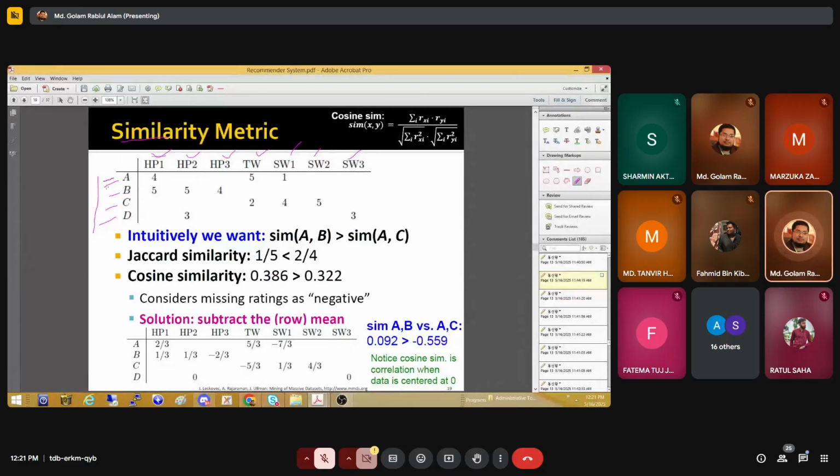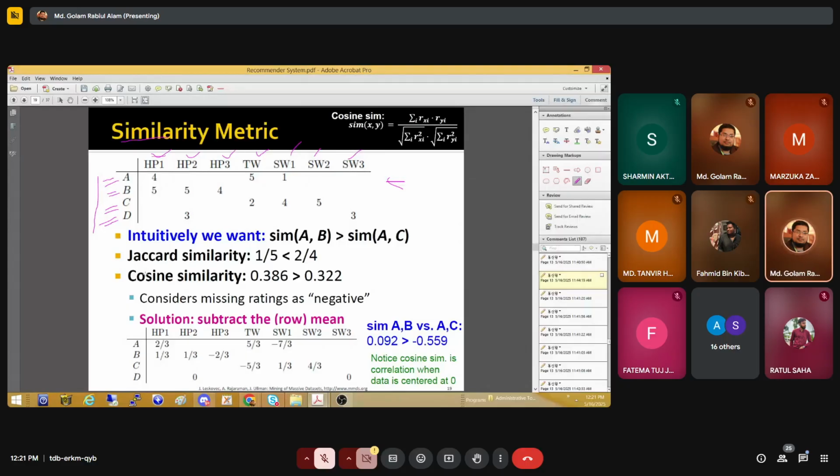And maybe we can say we have A, B, C, and D for users, for customers. And the rating for A on Harry Potter 1 is 4, and like this way. Okay, so these are the ratings.